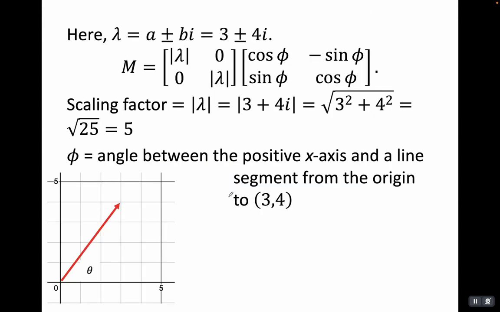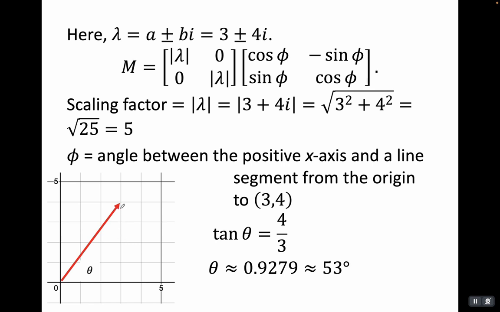Okay, so here, lambda equals A plus Bi. In other words, it's 3 plus or minus 4i. So M is going to be the absolute value of lambda, 0, 0, absolute value of lambda, times this matrix. Our scaling factor is the absolute value of lambda. Recall how we find the absolute value of complex numbers. The absolute value of 3 plus 4i is the square root of 3 squared plus 4 squared, which is 25, or 5. And phi is the angle between the positive x-axis, which is here, and a line segment from the origin to (3, 4). So phi is going to be this angle here.